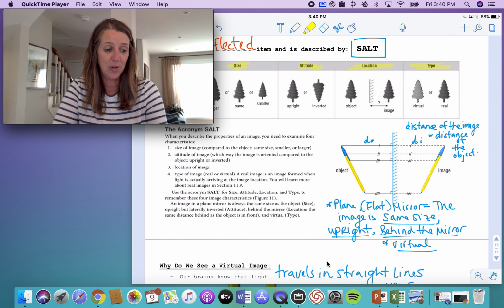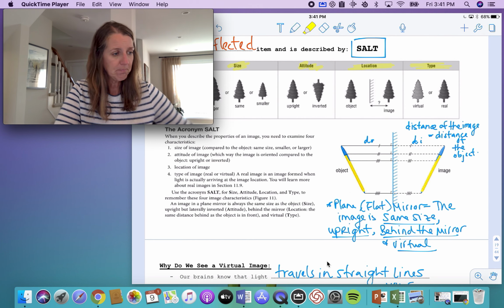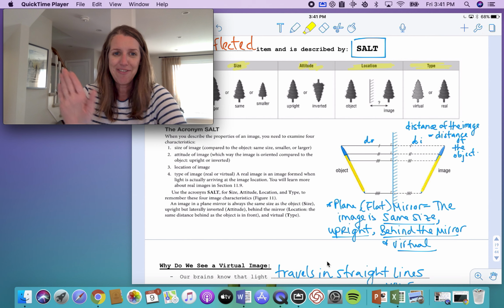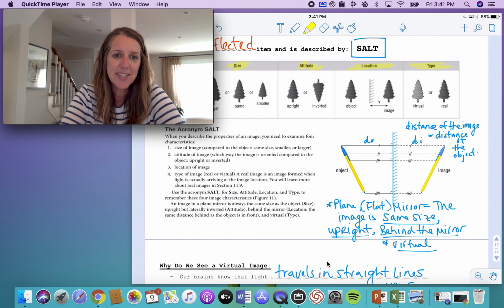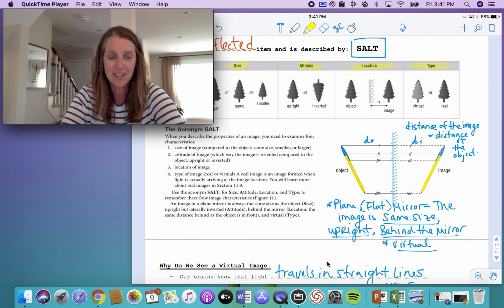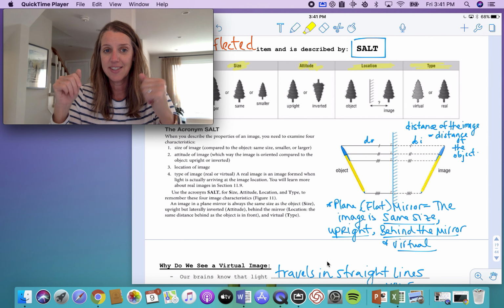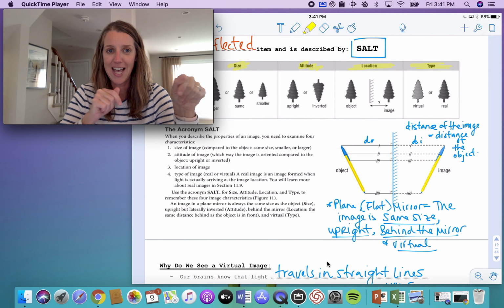That's the easy way to do it. And in a second, I'm going to show you how to do it where it's a little bit trickier. Okay, here's the takeaway. Every single image that you see in a plane mirror is always the same size. It is always upright, it is always behind the mirror, and it is always virtual. And those are the characteristics of an image in a plain flat mirror.